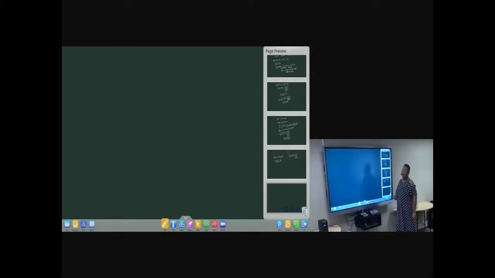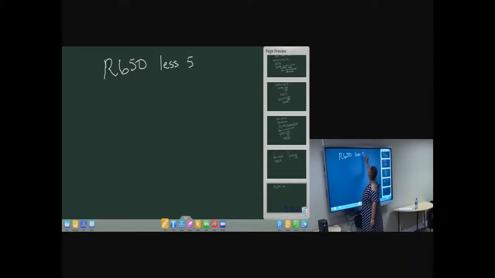Then, with percentage decrease, you will decrease when you are having a discount. You will decrease when you are told that something is so much percentage less than something else. Let's say you go to a store and you are told that there is a pair of jeans which was 650 rands, and this is supposed to be less 5%. Then you need to know how much it is after the discount.